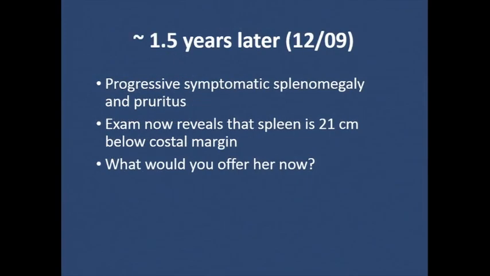So this woman at initial presentation was followed expectantly. This is in the era when we had therapies that were only utilized for symptom control. If you recall correctly, she had a little bit of splenomegaly, no early satiety, and a high white blood cell count, but a normal hemoglobin and platelets that were not affecting her life. The story changed. About a year and a half later, she presented to our institution for follow-up with progressive symptomatic splenomegaly and now pruritus. Her spleen had gone from about 4 centimeters below the costal margin to 21 centimeters below the costal margin. And I'd like to ask my colleagues, what would you offer her now?